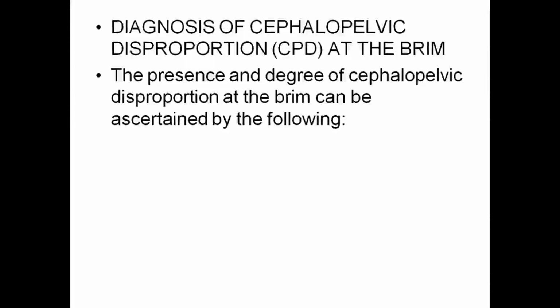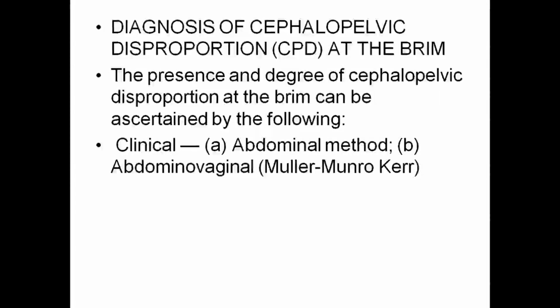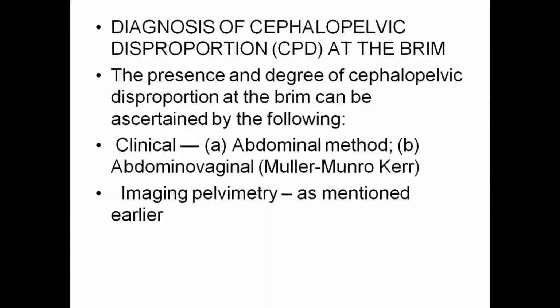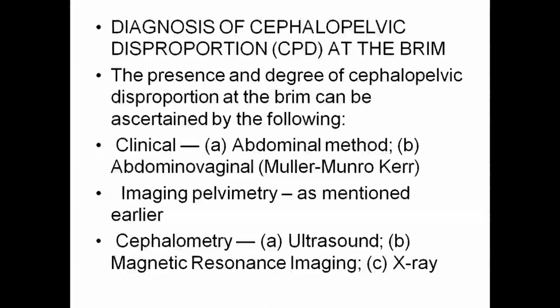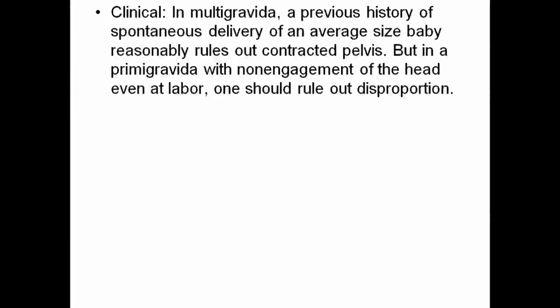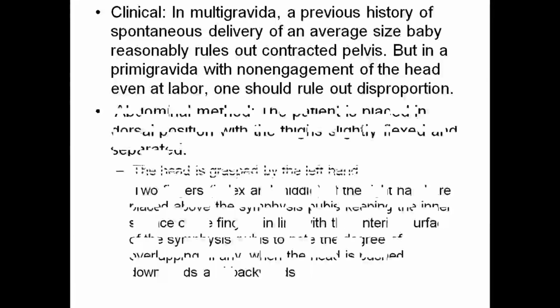Diagnosis of CPD at brim. The presence and degree of CPD at the brim can be ascertained by the following. First, clinical: abdominal method and abdominovaginal method. Second, imaging pelvimetry: cephalometry by ultrasound, MRI and X-ray. Clinical: in multigravidae, previous history of spontaneous delivery of an average size baby reasonably rules out contracted pelvis. But in a primigravida with non-engagement of head even at labor, one should rule out disproportion.